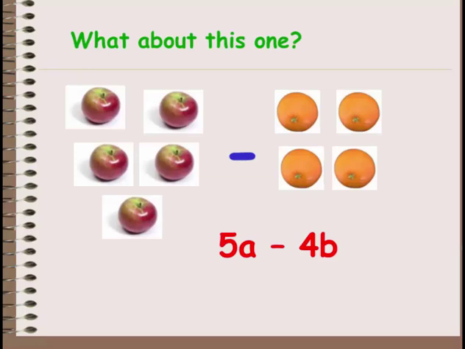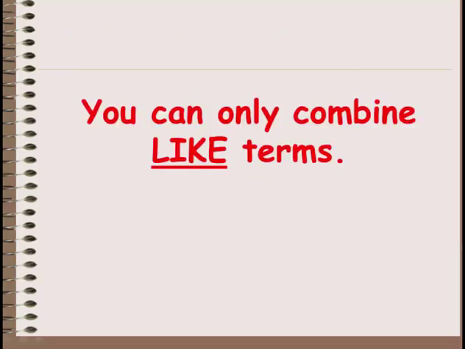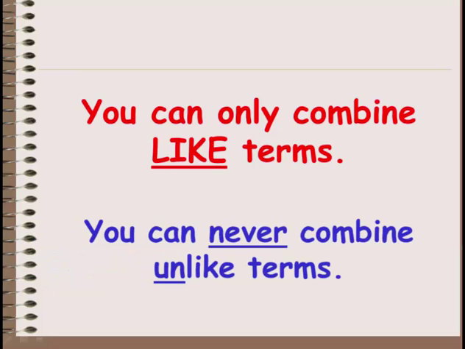So these cannot simplify. This expression cannot be simplified. I cannot combine them together because they are not the same letter of the alphabet. Apples are not oranges, or bananas if it was supposed to be bananas. So you can only combine like terms, and you can never combine unlike terms. So put a visual to the letters if you need to say, are these like or not?